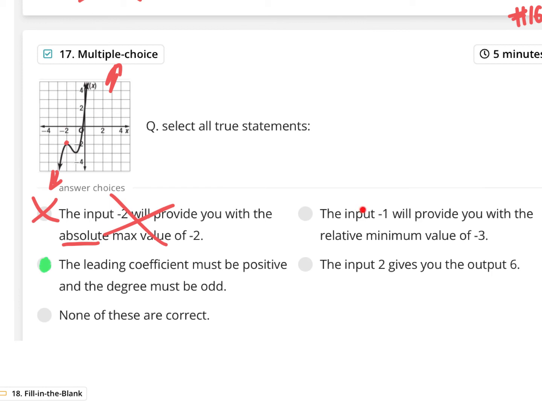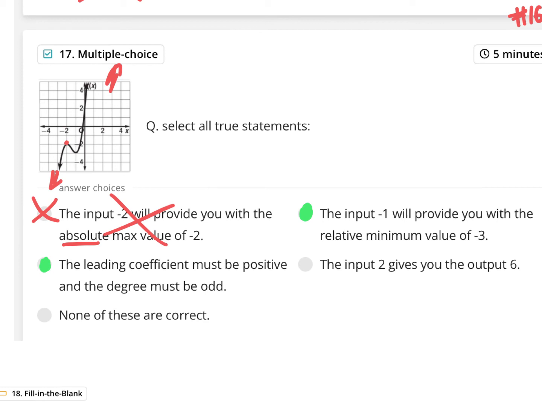How about this? The input -1 will provide you with the relative minimum value of -3. So -1 on the x, and down to -3. It says the input -1 will provide you with the relative minimum. Is this a relative minimum? Yes, it is. So that is absolutely right as well.